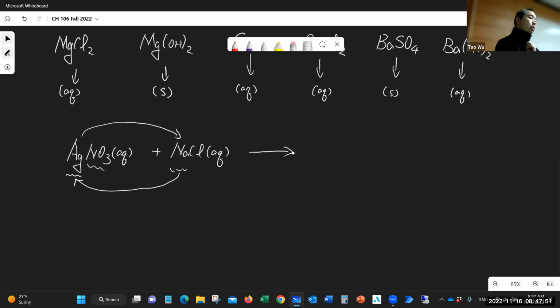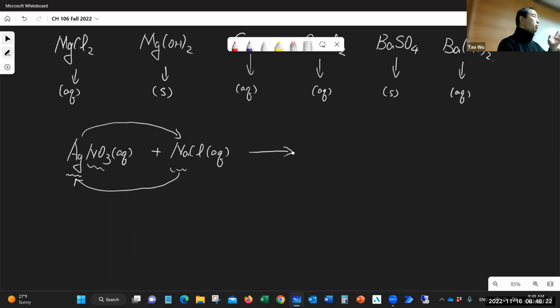Then that means the silver ion is going to combine with the chloride ion, and the sodium ion is going to combine with the nitrate ion. So we're making two new compounds, okay? Then you think about the silver ion and the chloride ion: what is the correct formula for silver plus chloride?